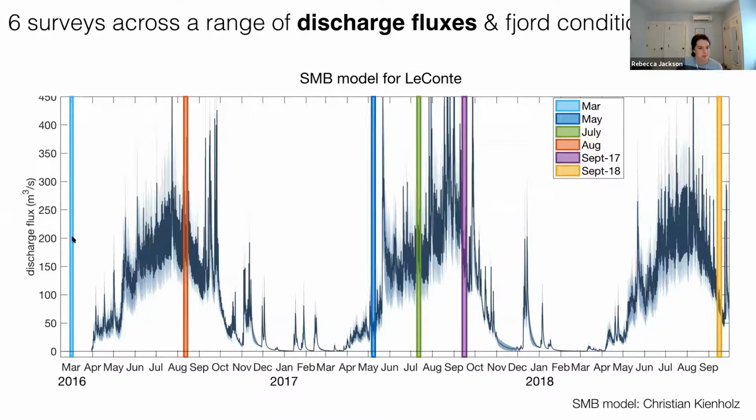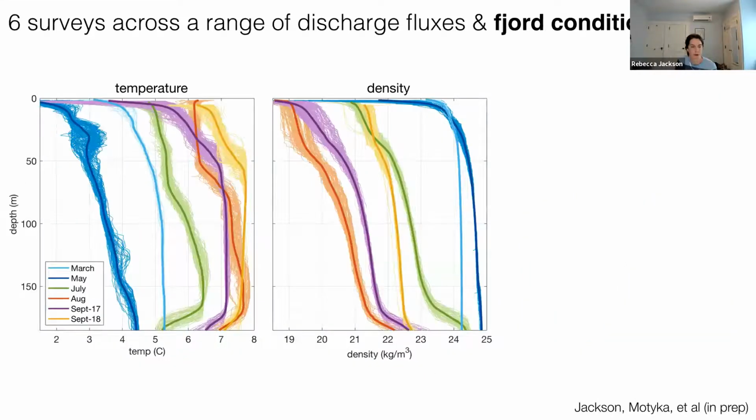And so you can see they span a range of conditions from very low discharge in early spring to high summer melt conditions. So we're looking across a wide range of discharge conditions, but also a wide range of fjord conditions. So this is depth versus temperature and depth versus density for the 6 different field campaigns. You can see a wide range in temperature and stratification conditions.